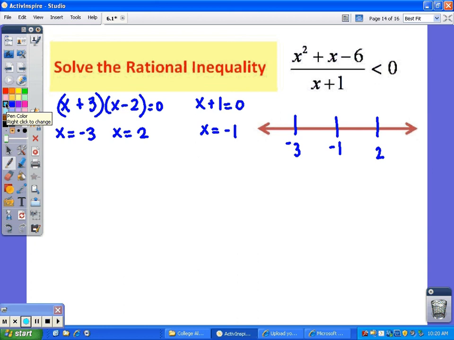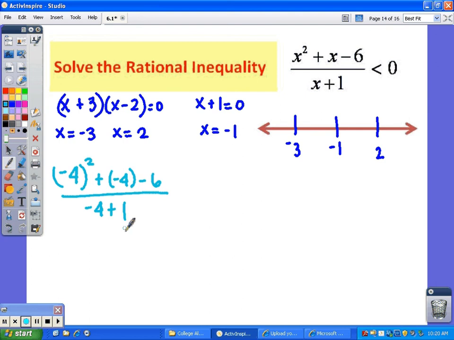To the left of negative 3, we could use negative 4. So if I plug in negative 4 into my function. All right, negative 4 squared is 16, minus 4, minus 6, and then on bottom we got minus 4 plus 1. 16 minus 4 is 12, and 12 minus 6 is 6. Negative 4 plus 1 is negative 3. That's going to equal a negative 2. We really don't care about the 2, but we know we're going to get a negative answer.